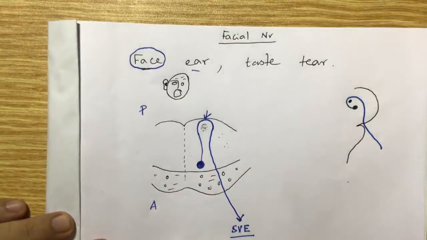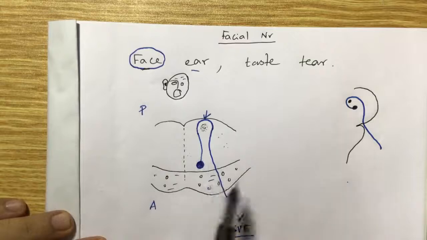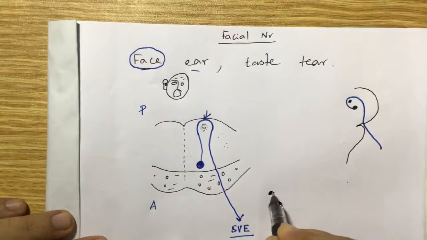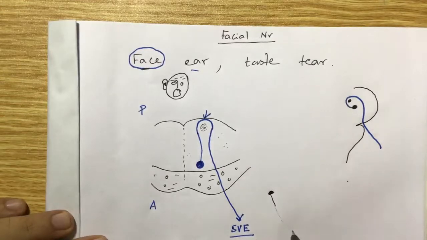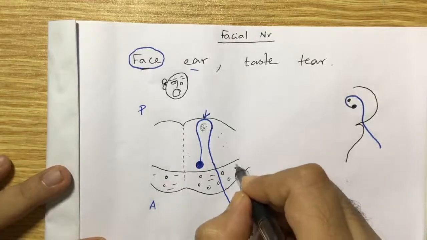is carried first by a branch of the vagus, then through the seventh, and the cell body of that cutaneous nerve is present outside the central nervous system. So the cell body is present in this zone, that is the geniculate ganglion basically. So one is the peripheral process, and another is the central process. So that central process enters like this.